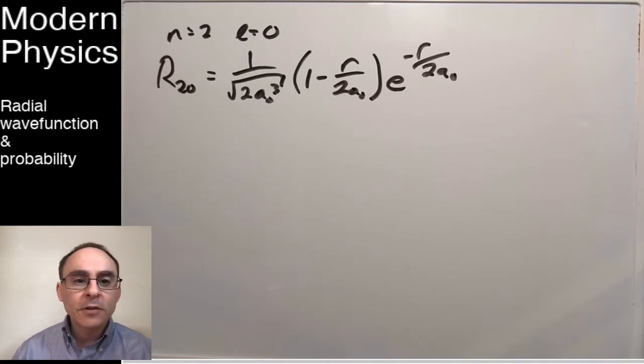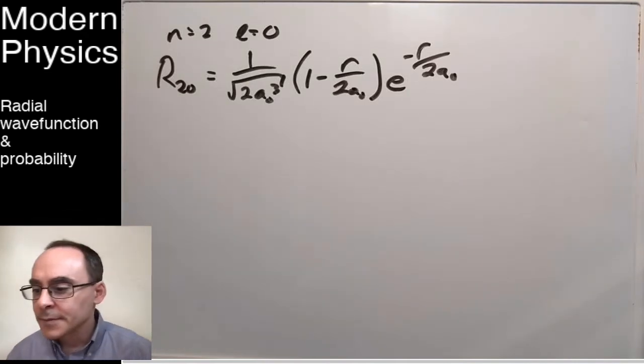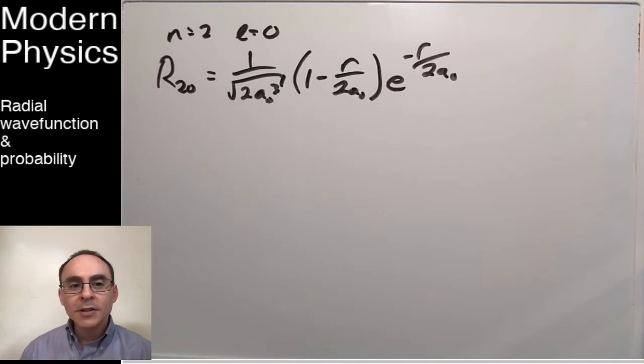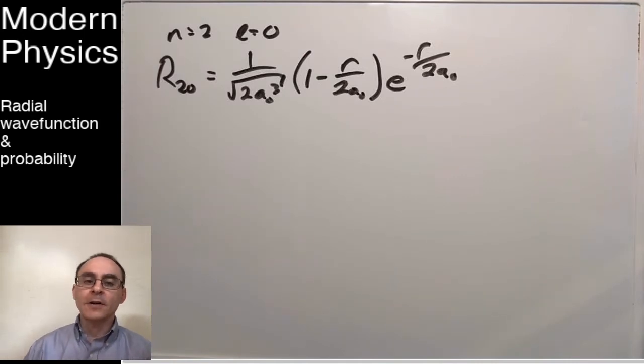So what does this function look like, and what can we do with it? One of the questions we usually want to ask is, we've got this wave function for the particle. Where is it? Where are we likely to find it? What does the probability look like? If you remember, probability basically looks like the wave function squared. But here we've got only the radial part of the wave function.